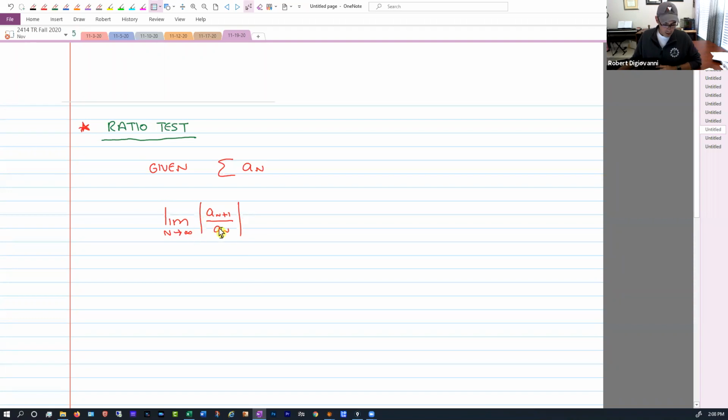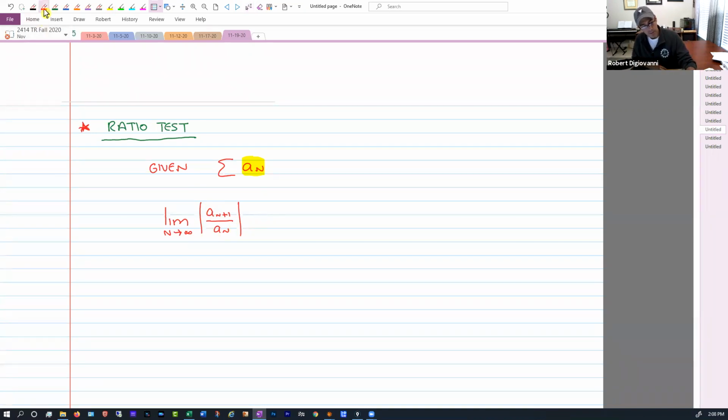So think about what this is saying. We're going to start with our series and just look at the sequence. We're going to take the ratio of the n plus 1 term in the sequence over the n term. So it's the number right after the previous one. We're going to take their ratio, take the absolute value, take the limit as n goes to infinity, and look at the answer.